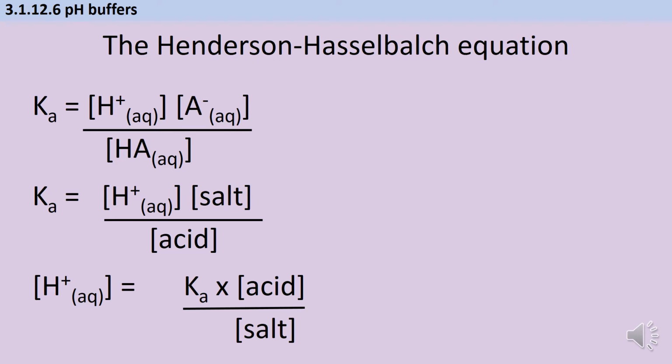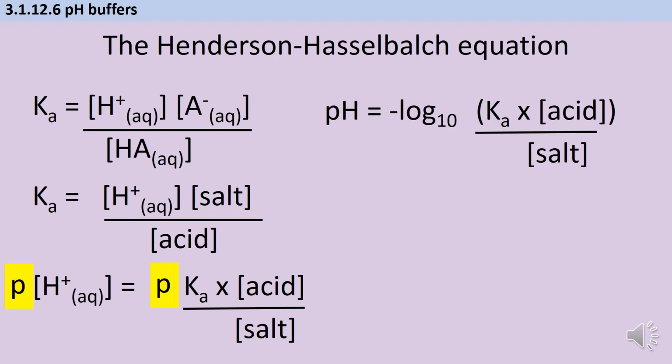Well, how would you work out pH from hydrogen ion concentration? You would take the negative log base 10. So that's exactly what we're going to do. We're going to do the same thing to both sides of the equation. So now I have a new expression where pH, which we know is the negative log base 10 of the hydrogen ion concentration, equals the negative log base 10 of Ka multiplied by acid concentration over salt concentration.